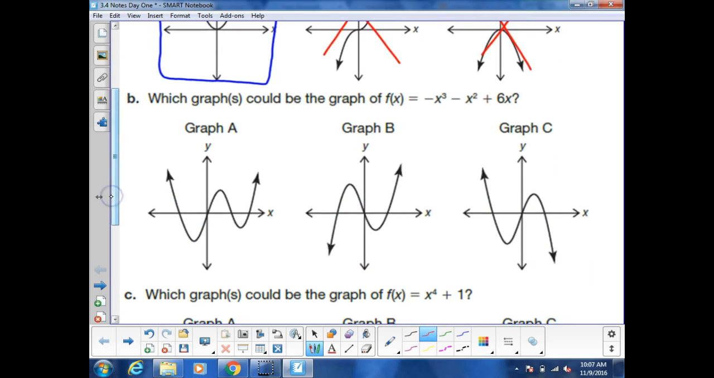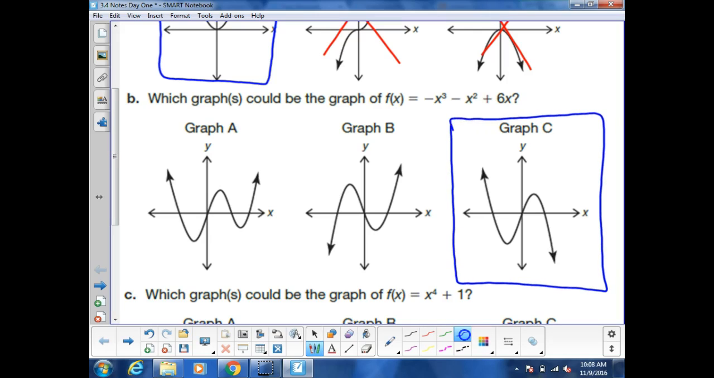Okay. Part B. Which one do I like? I like C. Why don't I like A? It's going in the same direction, right? So what kind of a degree is A? It's an even degree, right? But my function has an odd degree. So I don't like that one because the degrees don't match up.